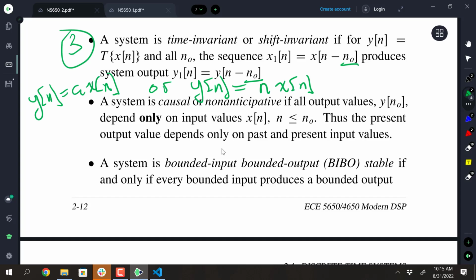Okay, so that's 3. Okay, this is 4. That'll be 5. So 4, causality, or non-anticipative. If all output values, say y at time n naught, depend only on input values x of n at n less than or equal to n naught, then the system's output only depends on past and present input values, and that means it's causal or non-anticipative.